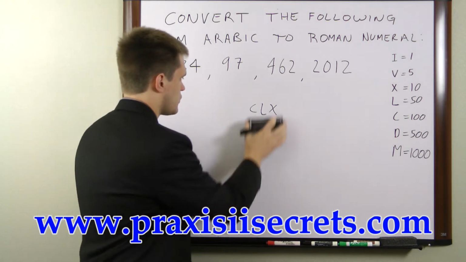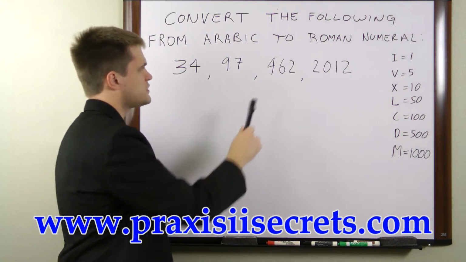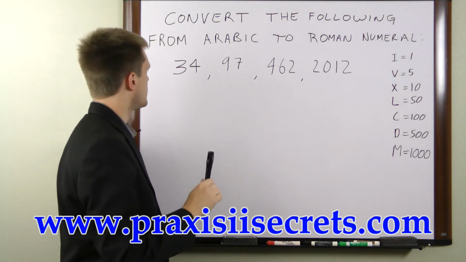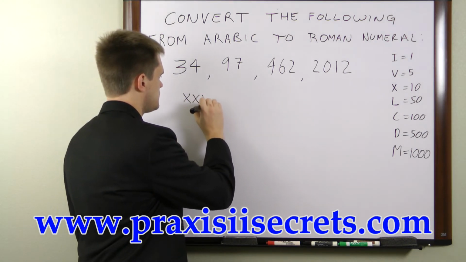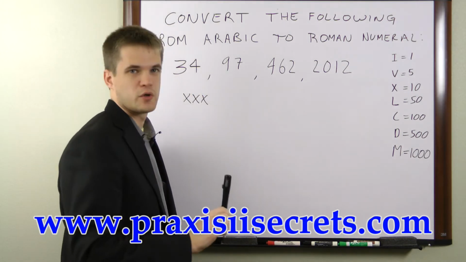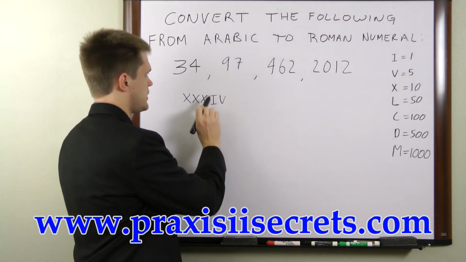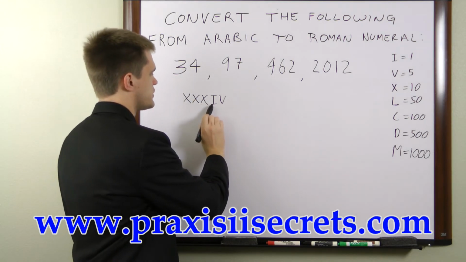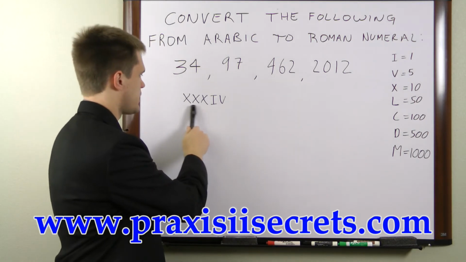Now let's go ahead and work these problems here. We have to convert all these numbers into Roman numerals. 34, all we have to do is add up 3 tens to get the 30. So we got 3 X's. To get the 4, what we're going to do is write an I and then a V, because we can't have 4 of the same symbol in a row, so we're going to subtract 1 from 5, so we write that IV. And so this is our answer for 34.